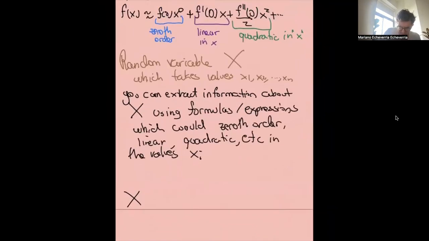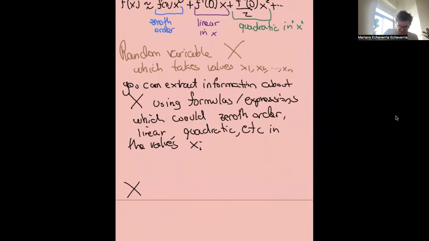Oh, what color did I use for the linear term here? I used purple. So what would be a linear term that you get from x? We kind of already saw it. There was a formula that we saw which is constructed from x, where the values that x takes appear raised to the power 1, right?